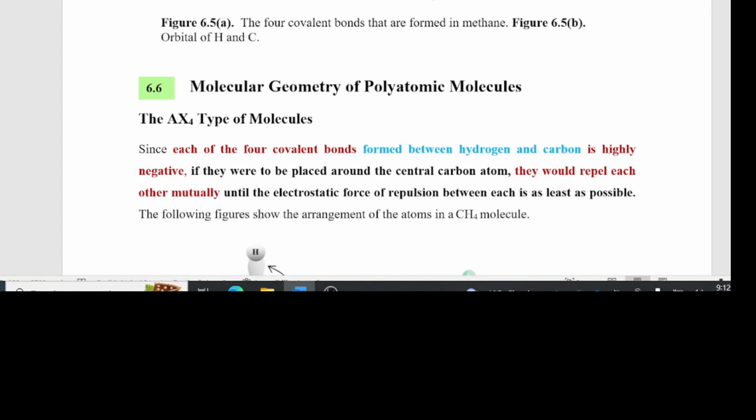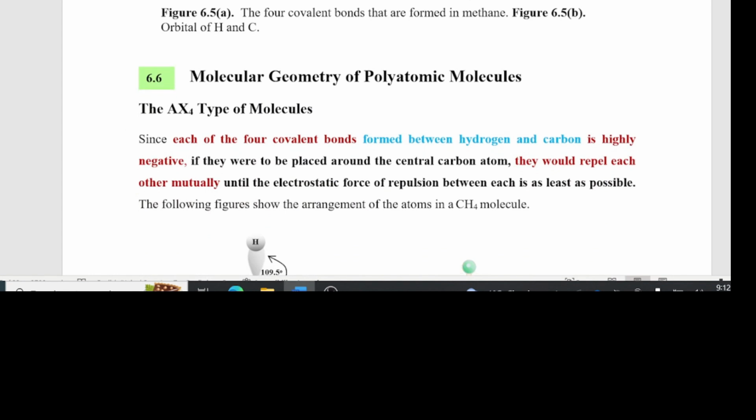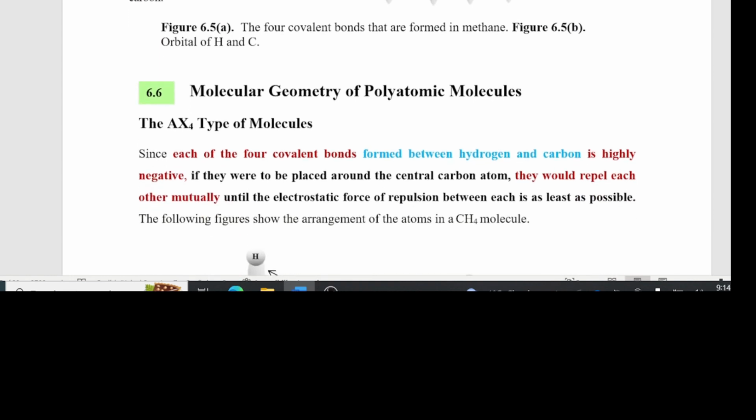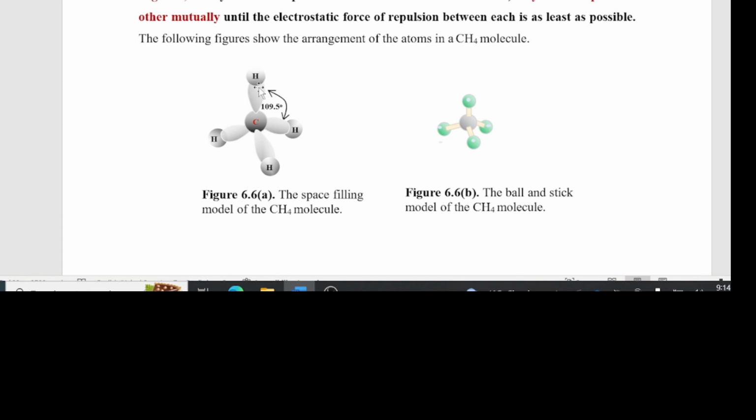Molecular geometry of polyatomic molecules, we do the AX4 type of molecules. Now we're talking about those 4 bonds. Since each of the 4 bonds formed between hydrogen and carbon is highly negative, and if they are placed around the central carbon atom, they will repel each other mutually until the electrostatic force of repulsion between them is least. In a molecule, they have freedom to move away from each other, or to come closer together. So here now, this is what's going to happen. And this is where they can go the farthest apart. Each of these bonds here will go 109.5 degrees away, in every respect here. And this is the space filling model, and this is the ball and stick model here. If you were to push any one of these closer together, they wouldn't stay because they will repel each other to go back like that.